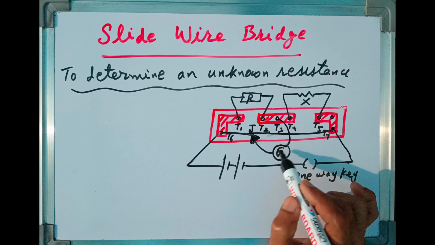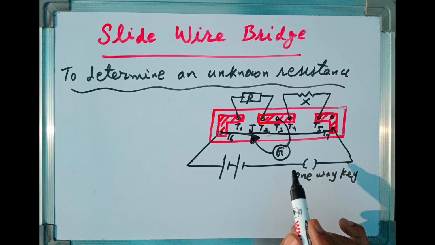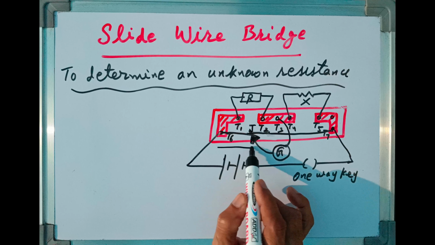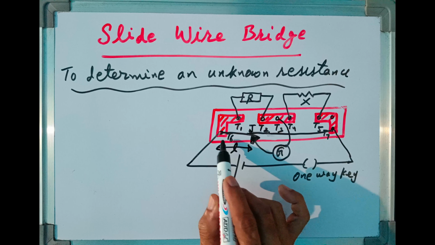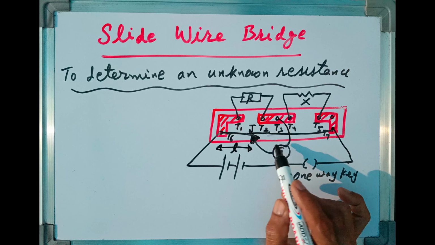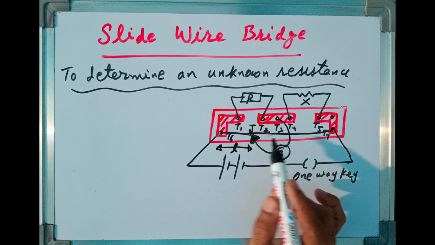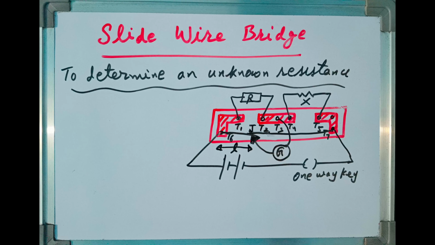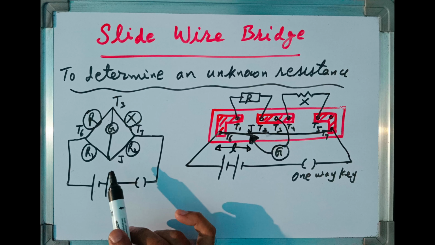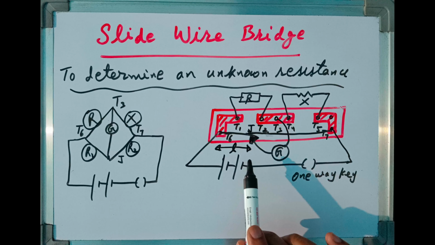When no current flows, then we say Wheatstone bridge is balanced. Then we apply the condition of balanced Wheatstone bridge. Suppose at particular distance from this terminal T6, suppose the distance is L. At this length, this galvanometer shows zero reading, then we note this length L. Now when we are in this position, this whole circuit can be looked upon as a Wheatstone bridge. This circuit diagram is equivalent to the circuit of slide wire bridge.